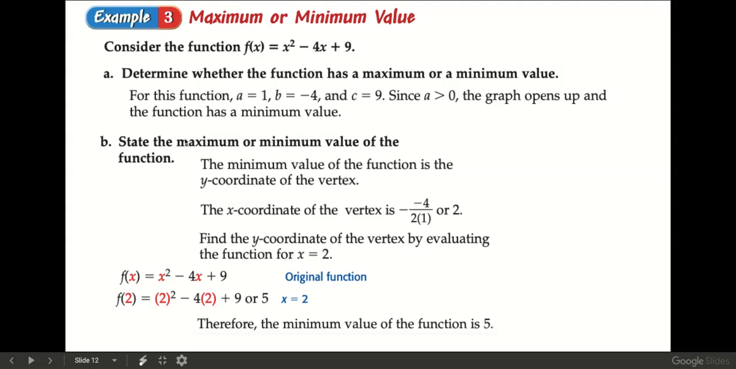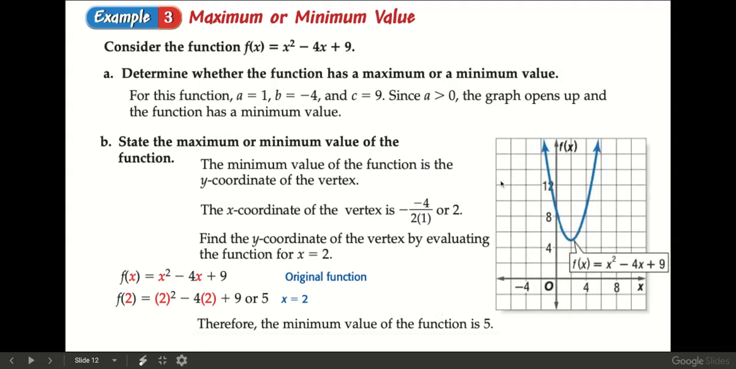So whenever it asks you to find the maximum or minimum value, it's looking for the y coordinate of the vertex. So there's my graph of what my parabola would look like. It obviously opens up because it is positive, so that makes sense. And my vertex is located right here. So then again, my minimum value would be 5 because that is the lowest that the y values go. It's going to be at 5.